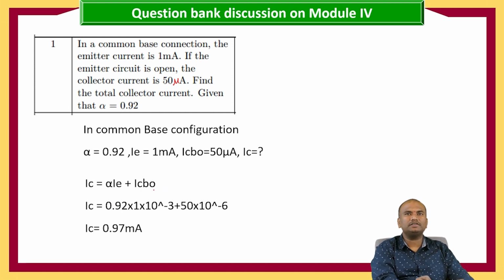If we substitute these values into the equation, IC is equal to 0.92 into IE, where IE is 1 into 10 to the power of minus 3, plus 50 into 10 to the power of minus 6. So IC is equal to 0.97 milliamperes. This is the total collector current corresponding to the given common base transistor circuit.